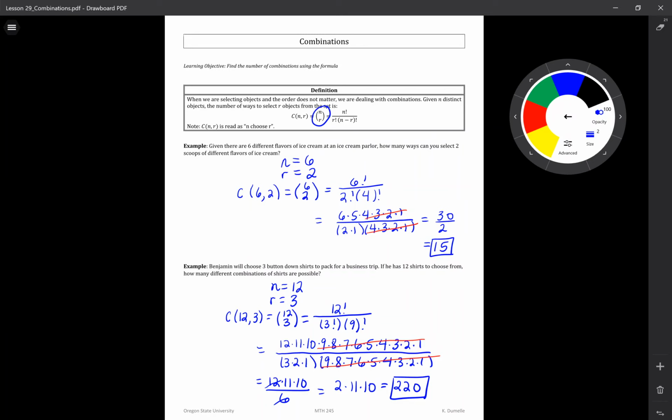So this was a brief introduction to combinations. We'll be talking more about combinations this week.